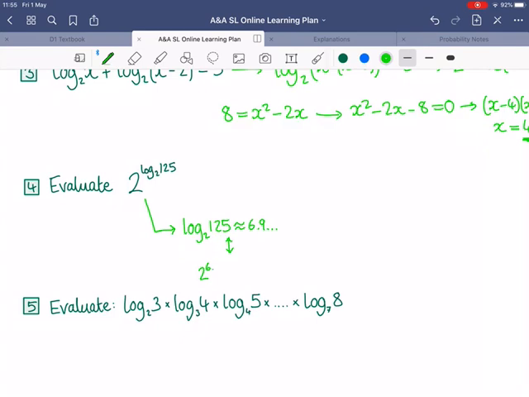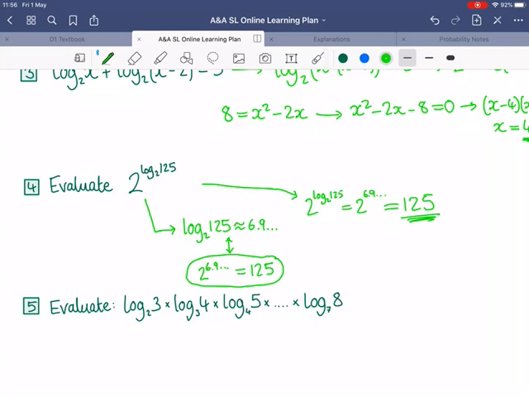And what does this mean? This means that 2 to the power of this decimal equals 125. Then we can use that result to go back to what we were given originally, and say that 2 to the power of this log is the same as 2 to the power of this decimal, 6.9 something. But what did we just write down? 2 to the power of 6.9 something does equal 125 itself. So this is a strange result, but we are finished here.